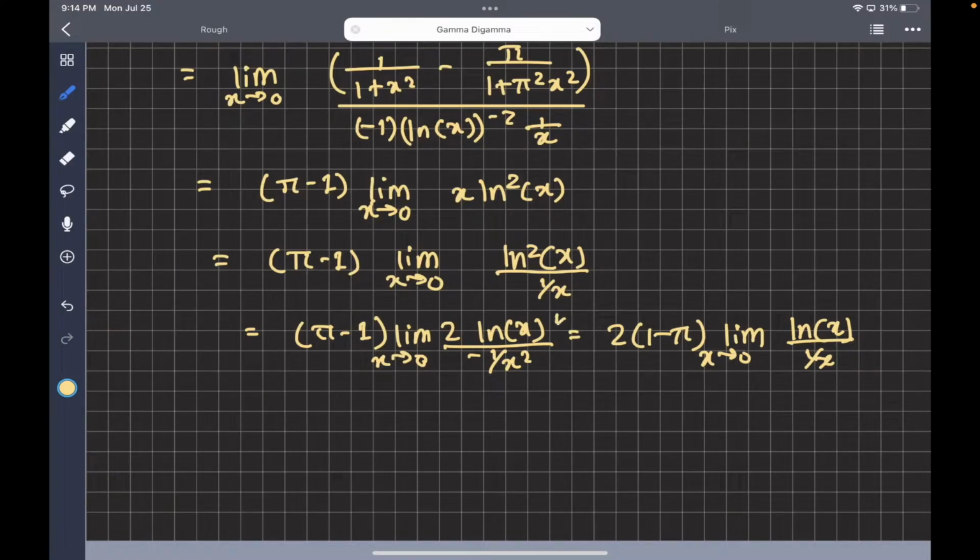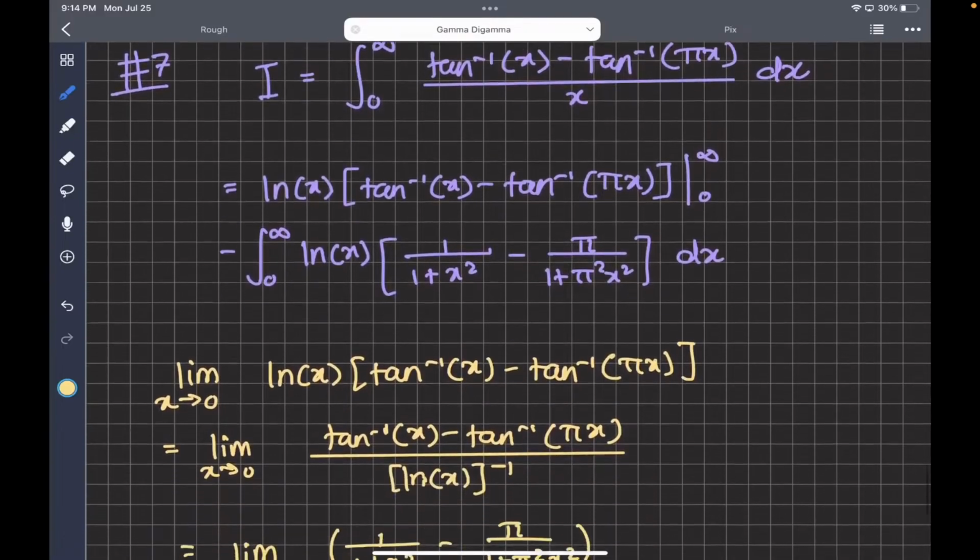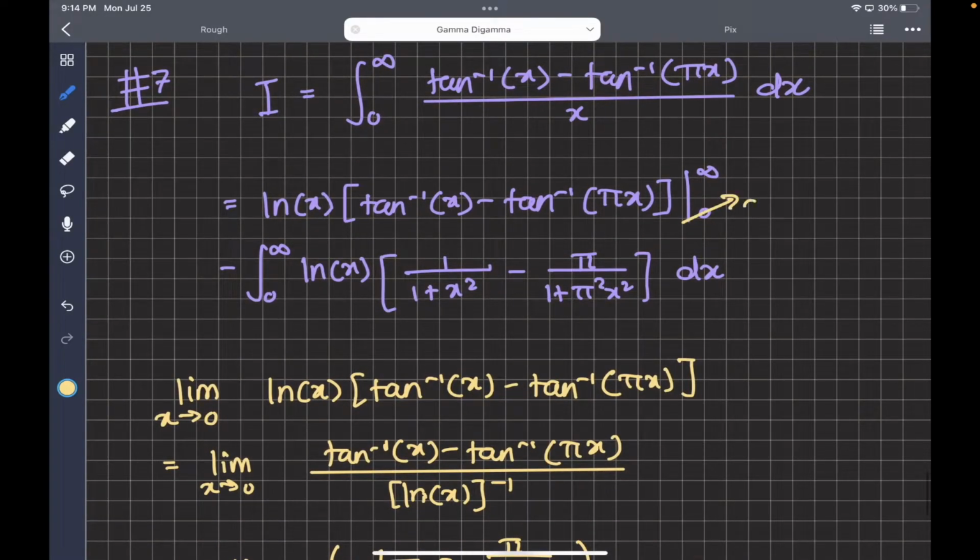There's a 1 over x, I forgot. If you do L'Hopital's rule one more time on this guy, it's actually going to go to 0 because natural log will have a 1 over x contribution and the denominator will have a 1 over x squared. So it's just going to be minus 2 times 1 minus pi, I think, and then limit as x goes to 0 of x. So that just goes to 0. So there we go. We've actually gotten rid of the 0. At 0 it goes to, well, 0.